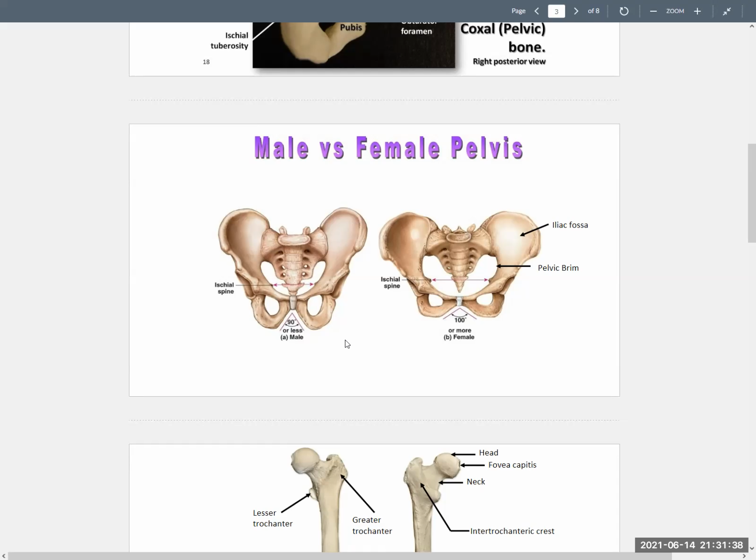Most people would look at it and say, oh, well, the female's got to be the one on the right because the hips are so wide. That's not always the case. Okay. And it's not always the case that the male hips are so narrow. But what they've done here is just gone with the stereotype, I'm afraid. Here is the ilium, the bone, and there is a cavity here, here, here, here. That's the iliac fossa, very smooth.